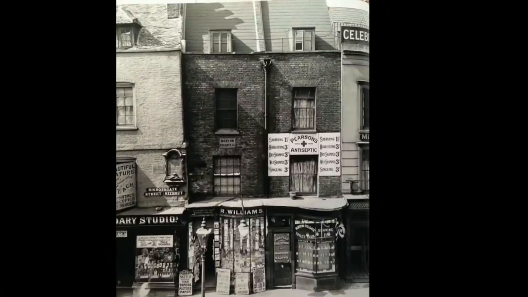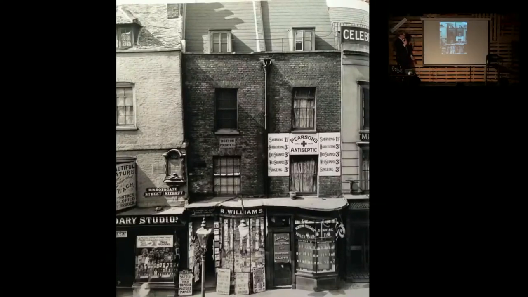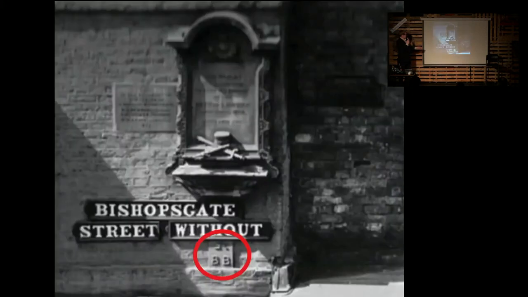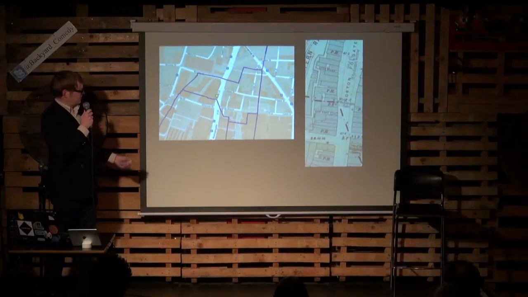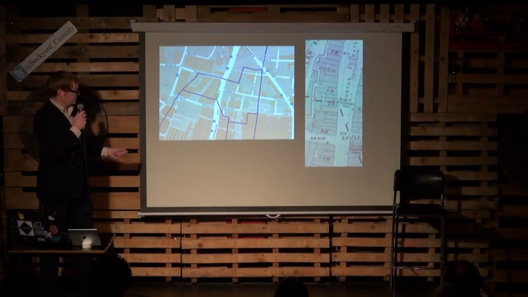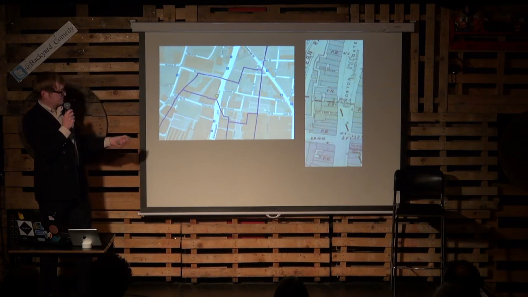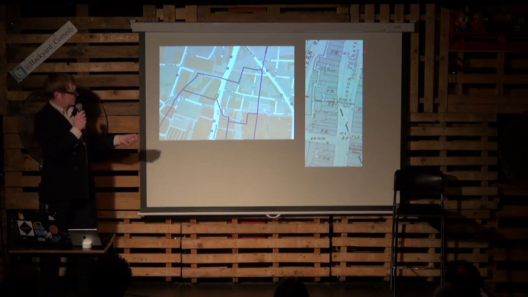That's a picture a lot of history nerds have seen that comes around the internet every two months or so. It shows a city scene at Bishopsgate. But if you look closely, there is a boundary marker here. That's quite an important location because it's also the city boundary. This is the City of London here, and this is another liberty, the liberty of Norton Folgate.